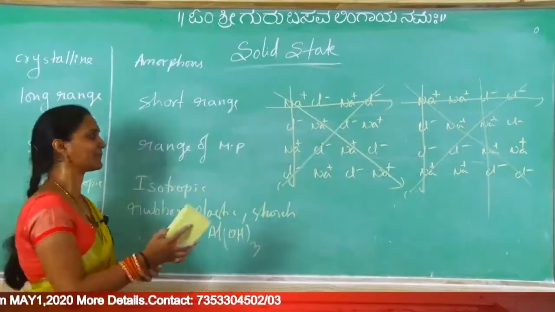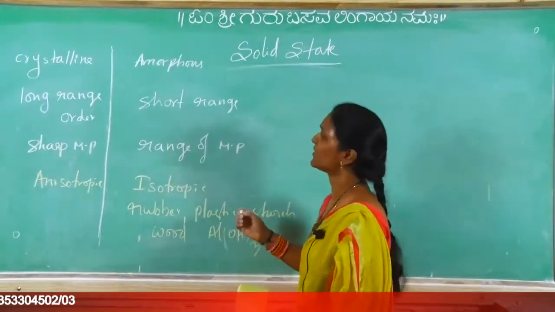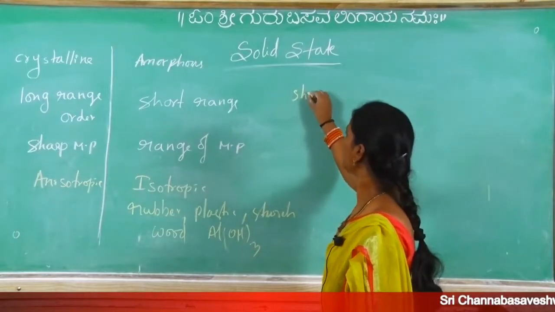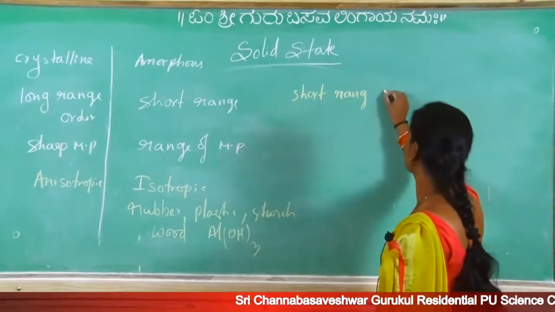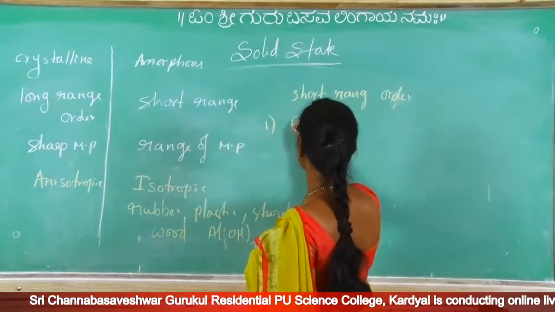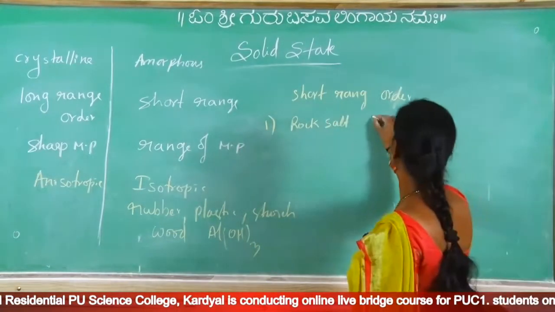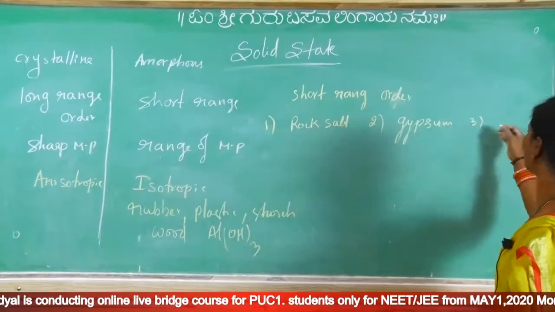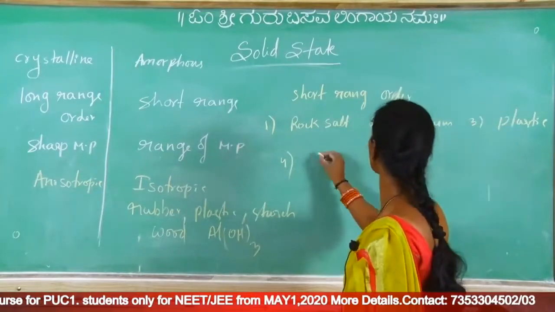Now I will ask one question: how they will ask questions related to this classification, differences between crystalline and amorphous. The following solid has short range order. I am not writing the full question. Options here: rock salt. Remember common names, no? Rock salt. Second one, gypsum. Third one, plastic. And fourth one is ice.